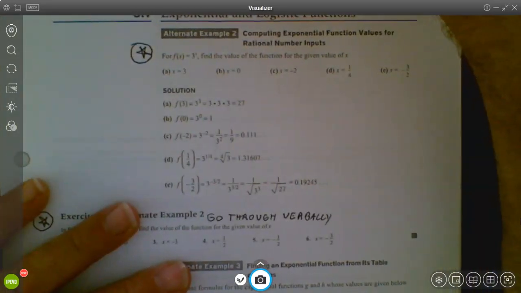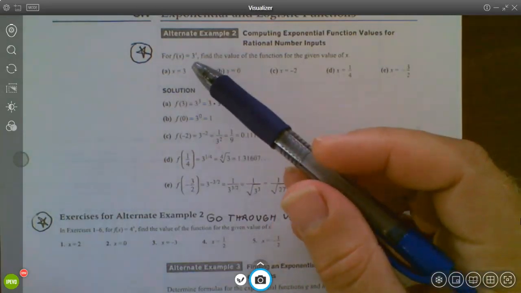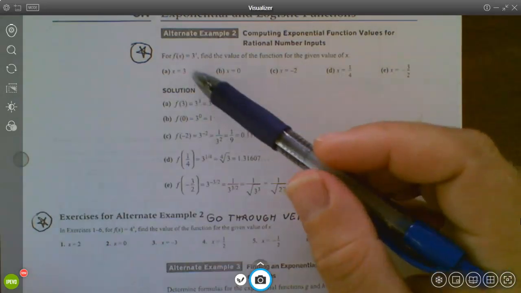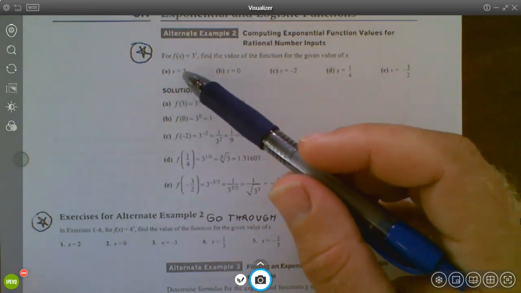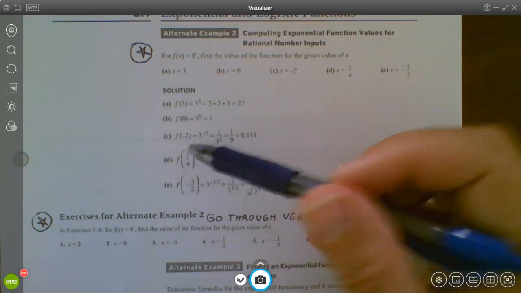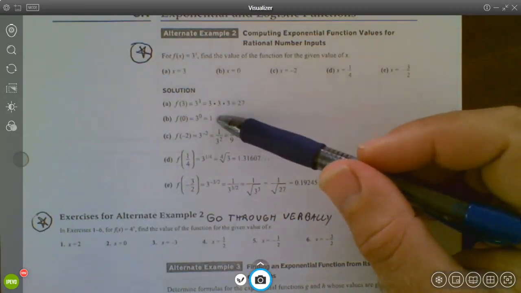A couple quick reminders on these, and I'll just go through these real quick for you. If we had the function of 3 to the x power, and we were plugging in all these values for x, a couple reminders on the rules. Obviously, if you plug in a positive, it's very straightforward. 3 to the third power would just be 27. Plug in a 0, anything to the 0 power is 1. So don't forget that one.